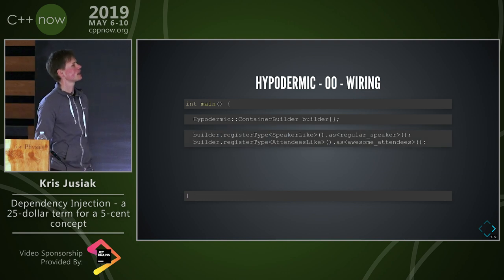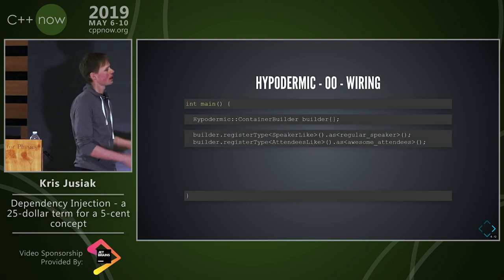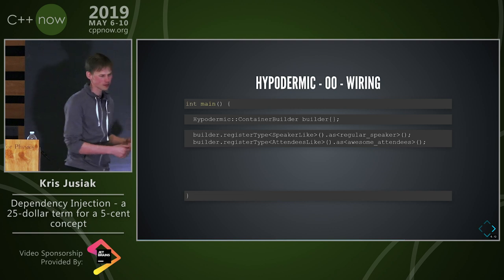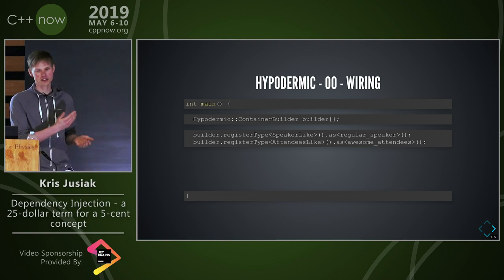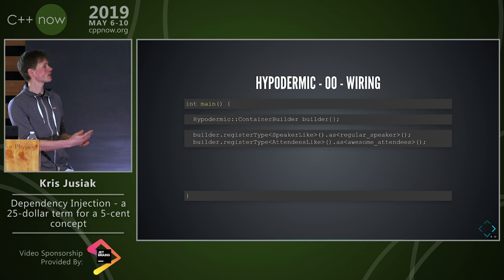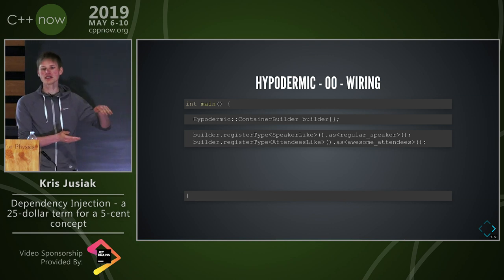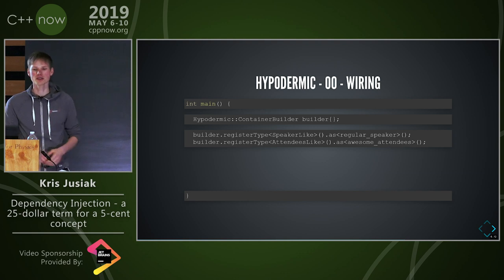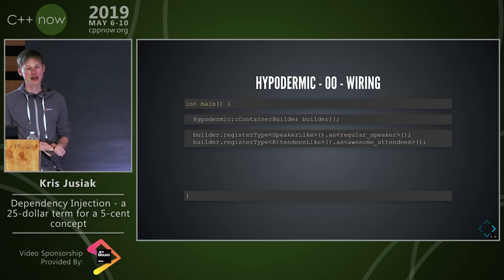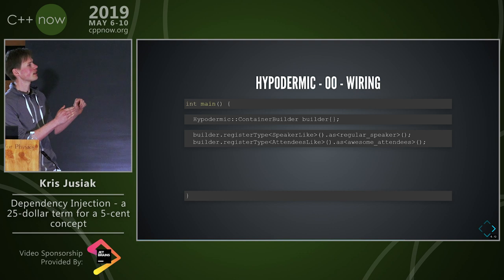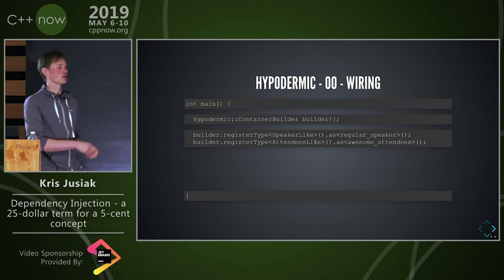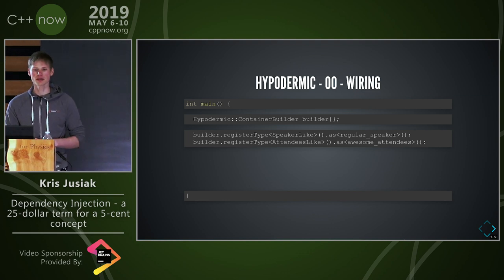And that's the main part of all the DI frameworks. It's basically when we want to bind some interface, some abstraction, to some concrete implementation. That would be very common across all the DI frameworks. It's just different syntax sugar. But the idea is that when we have the speaker, I want it to be the regular speaker. And that's all about it.